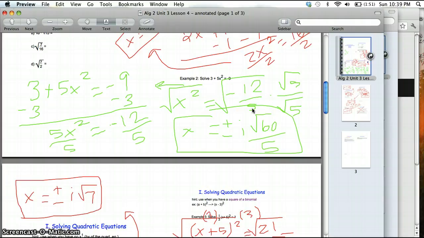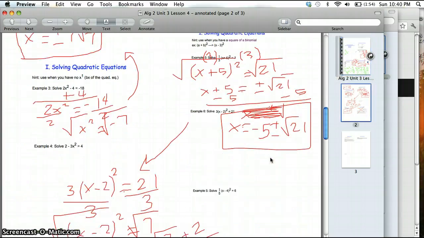Now remember, you cannot have a negative here, okay? And you also cannot have a square root. So we've got to do two things here. We've got to pull our i out, and we have to rationalize. So I multiplied by the square root of 5 over the square root of 5. And I get x equals plus or minus, again, I pulled my i out because I had a negative under my square root, and 12 times 5 is 60, so the square root of 60 divided by 5. Okay? All right, let's do another example.